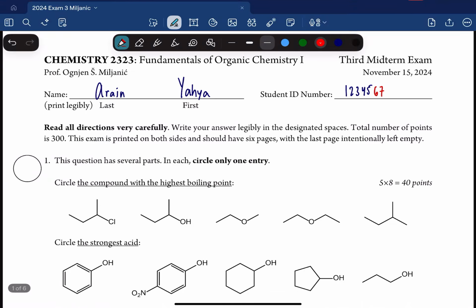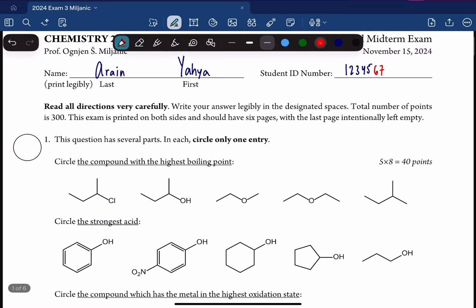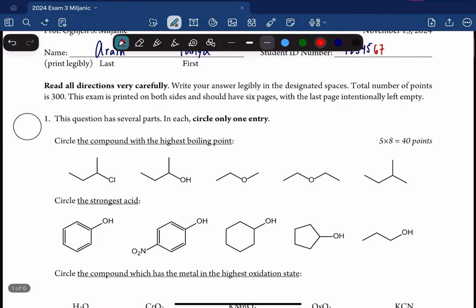So of course, you want to read all the directions and circle your answer choices in the first page. So this first question is asking, what is the highest boiling point? So I would underline this here, and then I would put off to the side.